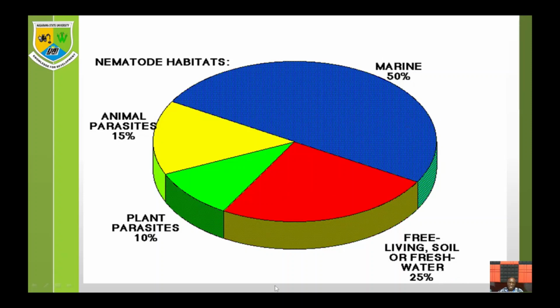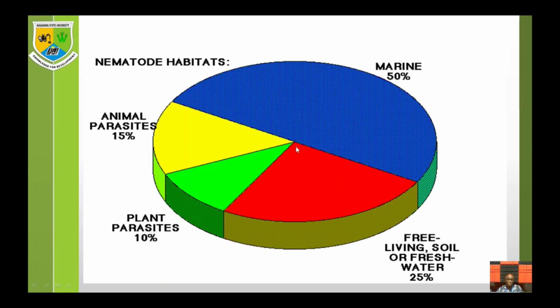Now, I told you that graphs and charts give us a visual, they give us the opportunity to create a visual relationship. Here I cannot see the number of degrees, but I can see that the blue segment is half of the entire chart. And so it gives me 50% of the entire chart, meaning that the marine nematodes are more. They represent 50% of all the world nematodes.